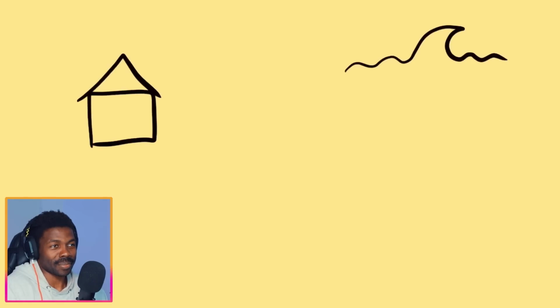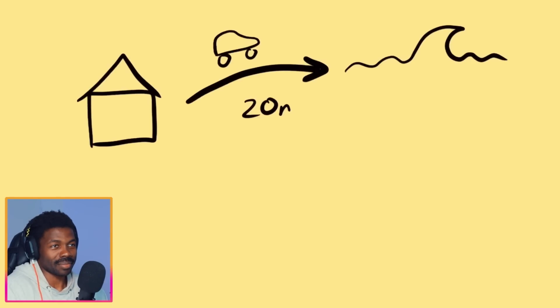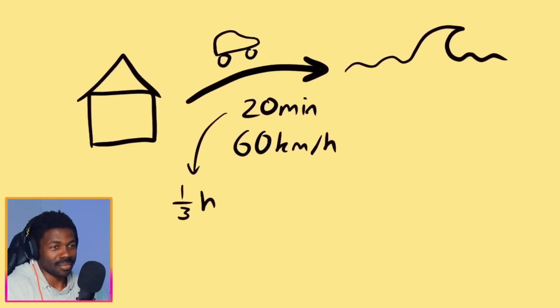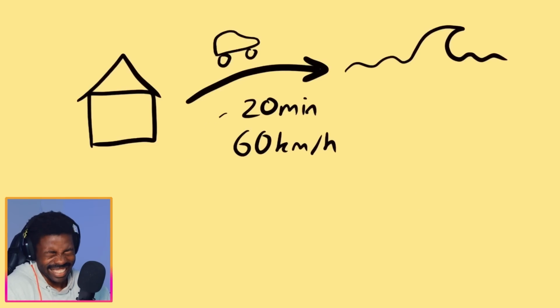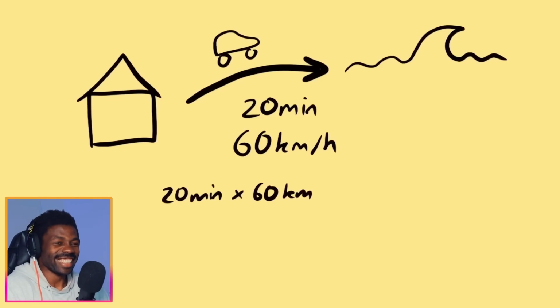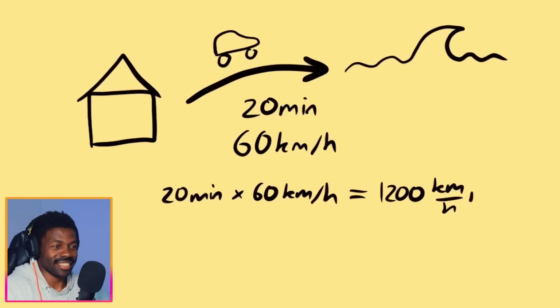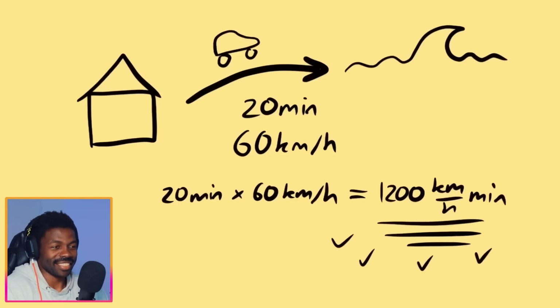Let's say you wanted to estimate the distance from your house to the beach, and let's say it takes you 20 minutes to drive there, and accounting for traffic, your average speed is about 60 kilometers per hour. Since distance is speed times time, you convert the 20 minutes into a third of an hour and multiply by 60 kilometers per hour to get 20 kilometers. That's what a normal person would do. Writing kilowatt hours is like multiplying the 60 kilometers per hour by 20 minutes and then writing your answer as 1,200 kilometer per hour minutes.